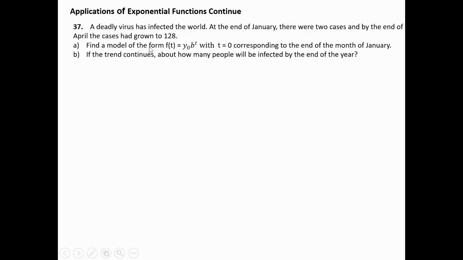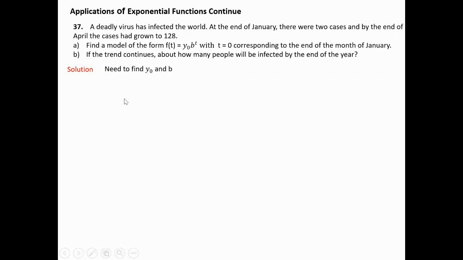Now for A, they want you to find a model of the form f of t equals y naught times b to the t power, with t equals 0 corresponding to the end of the month of January. And then B, if the trend continues, about how many people will be affected by the end of the year. Okay, so let's tackle this problem here.